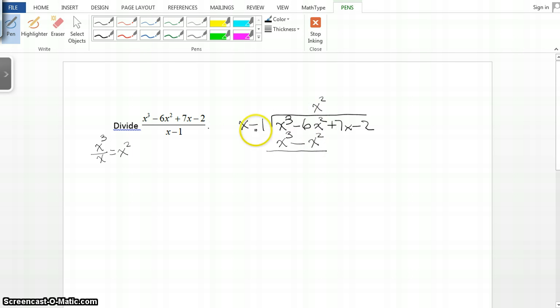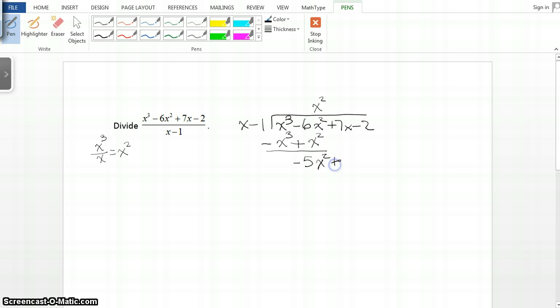Once you multiply back, you actually subtract, but I like to change signs and then add straight down. These first two terms should always cancel. That's a positive x cubed and a negative x cubed. Those cancel. So again, we're just adding straight down. Negative 6x squared plus x squared leaves me with a negative 5x squared. This is why I chose this example.